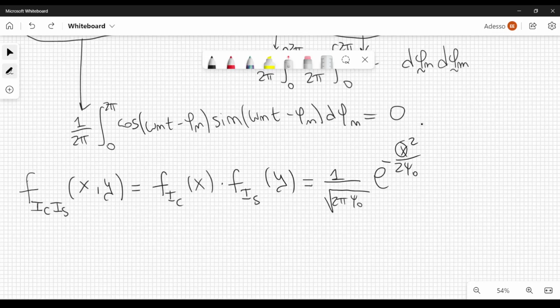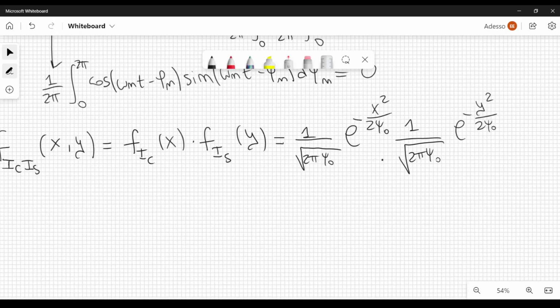But we know that mu is equal to 0, so we can rewrite it like this. And then here we have 1 over the square root of 2 pi psi 0 e to the minus y squared divided by 2 psi 0. It's very trivial. So all in all, we can rewrite this as 1 over 2 pi psi 0 e to the minus x squared plus y squared divided by 2 psi 0, like this.